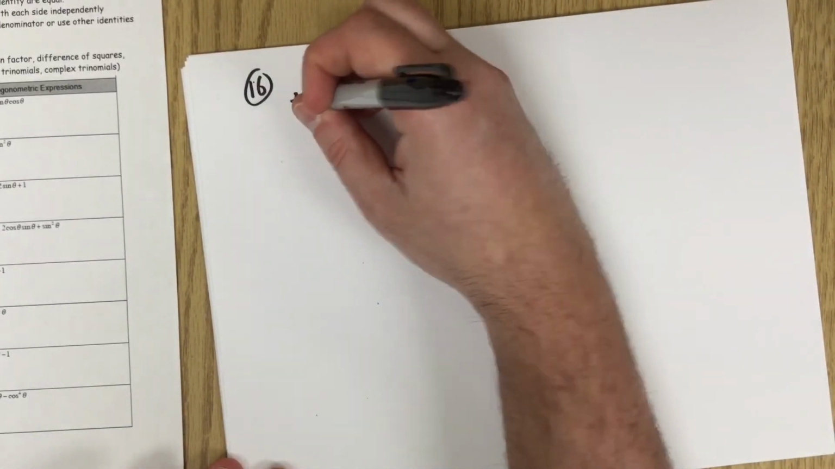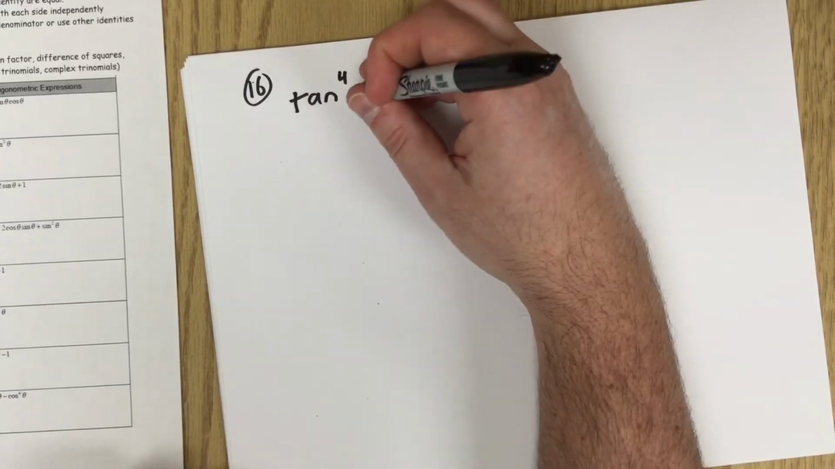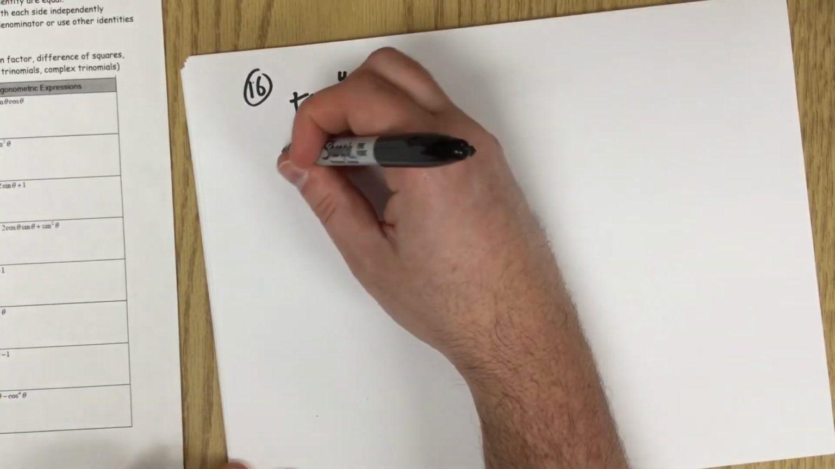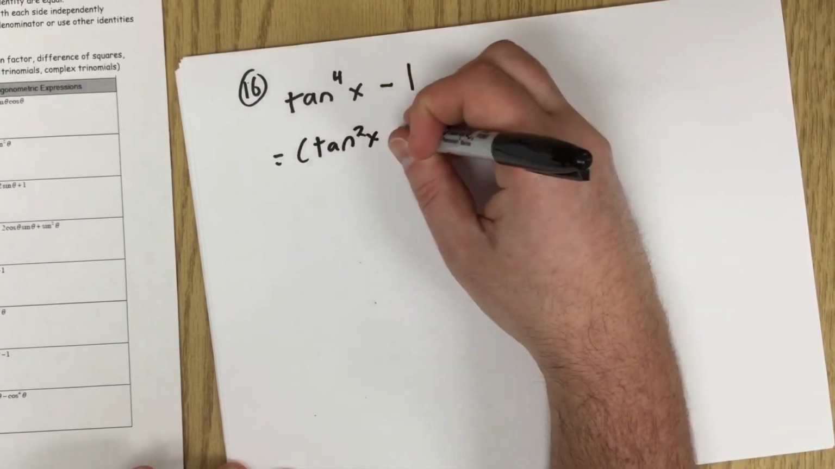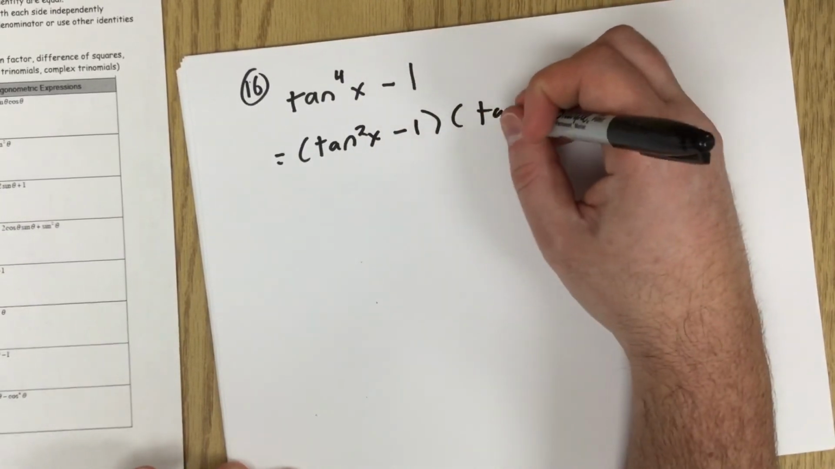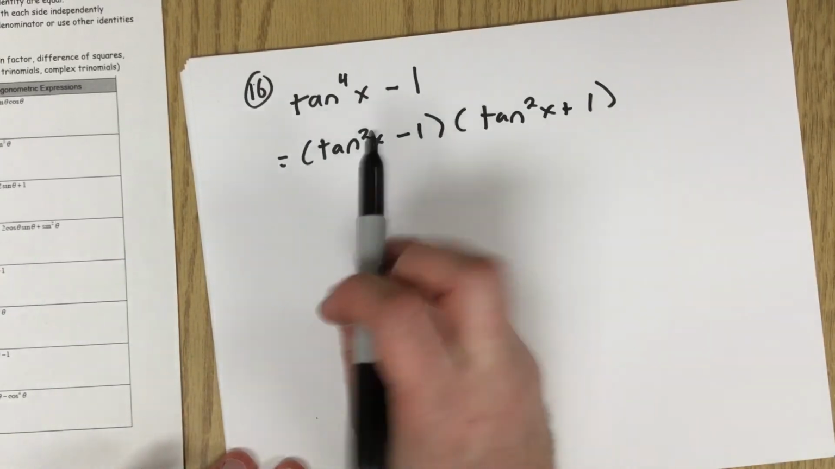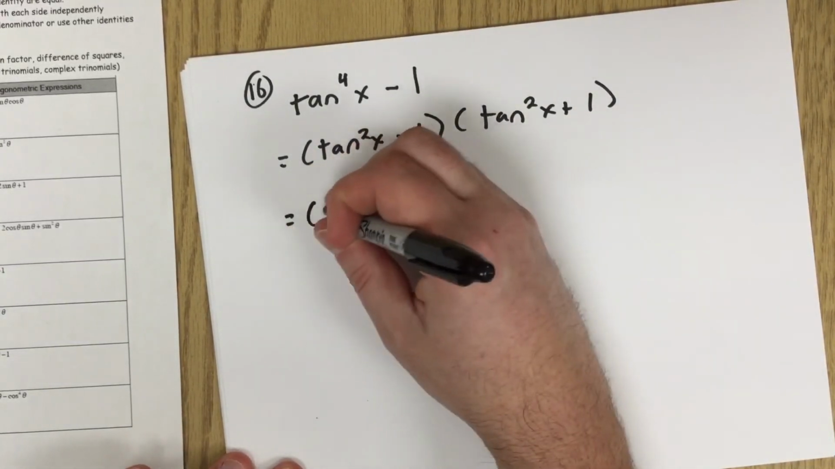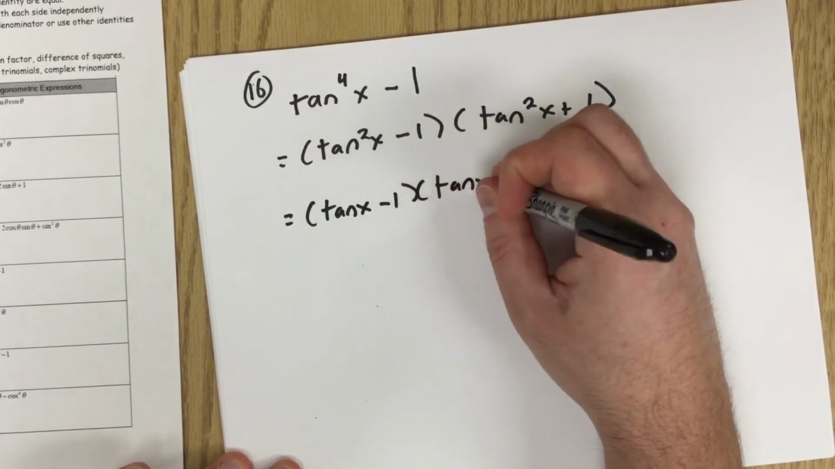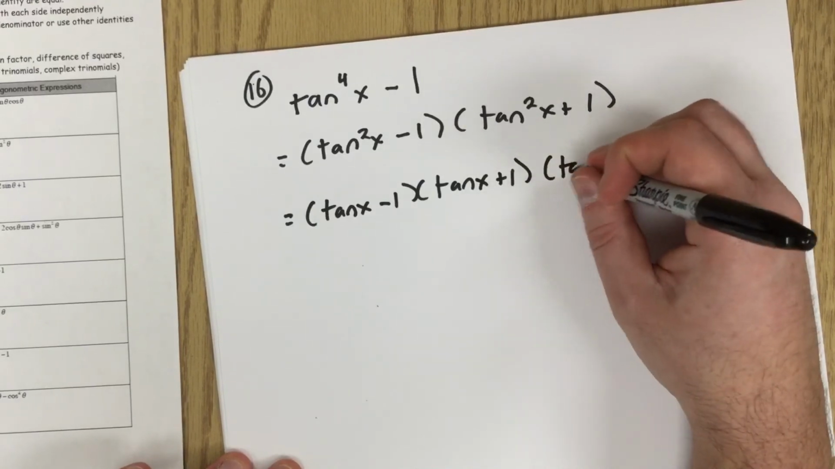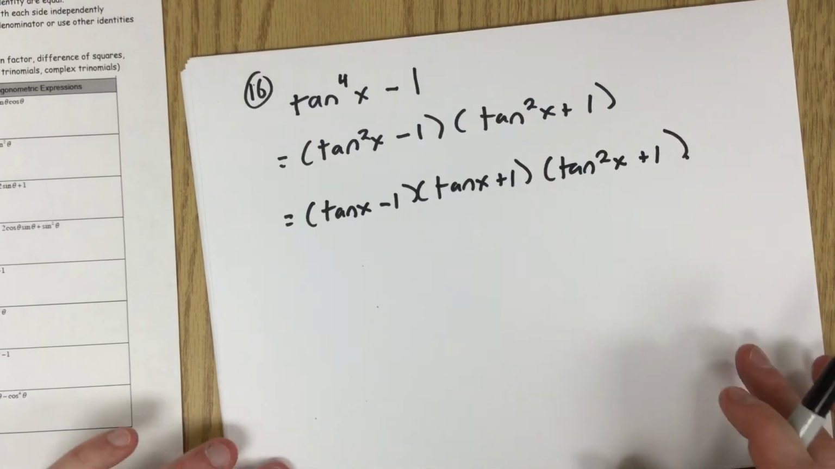If, for example, I had tan to the 4 x minus 1, the square root of tan to the 4 is tan squared. So this would be tan squared x minus 1 times tan squared x plus 1. And in fact, this is still a difference of squares, so we could even factor this further if we wanted to. So this would be tan x minus 1 times tan x plus 1 times tan squared x plus 1. And there we go.